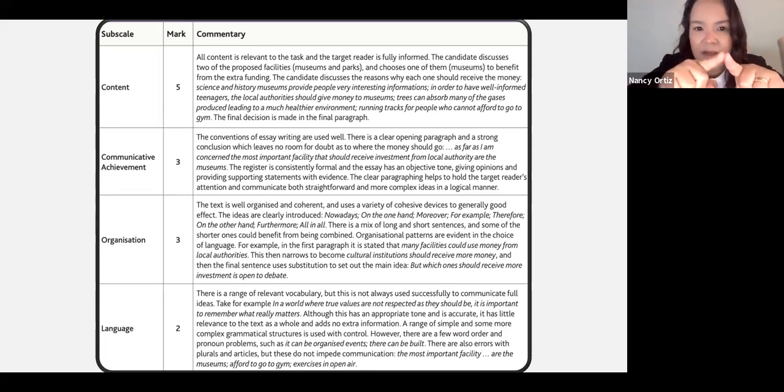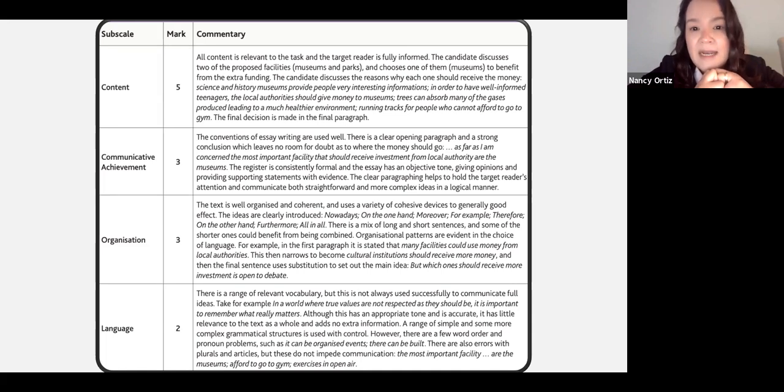And we use a sentence the candidate wrote. Science and history museums provide people very interesting information. In order to have well-informed teenagers, the local authorities should give money to museums. Trees can absorb many of the gases, leading to a much healthier environment, running tracks for people who cannot afford to go to the gym.